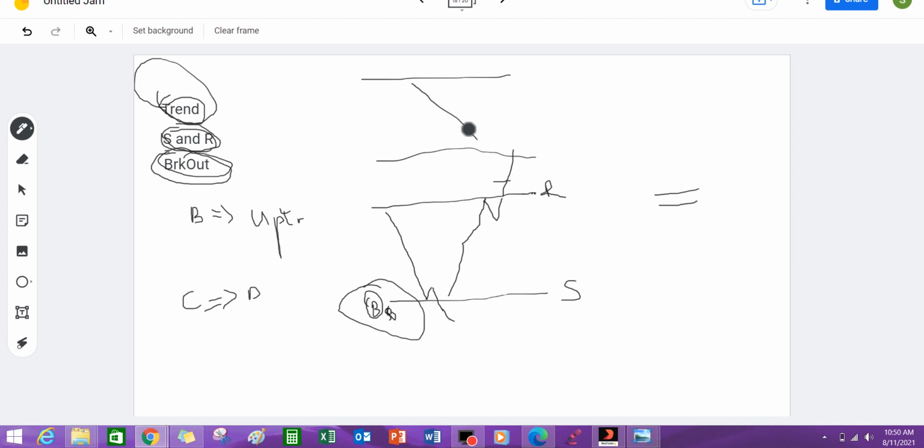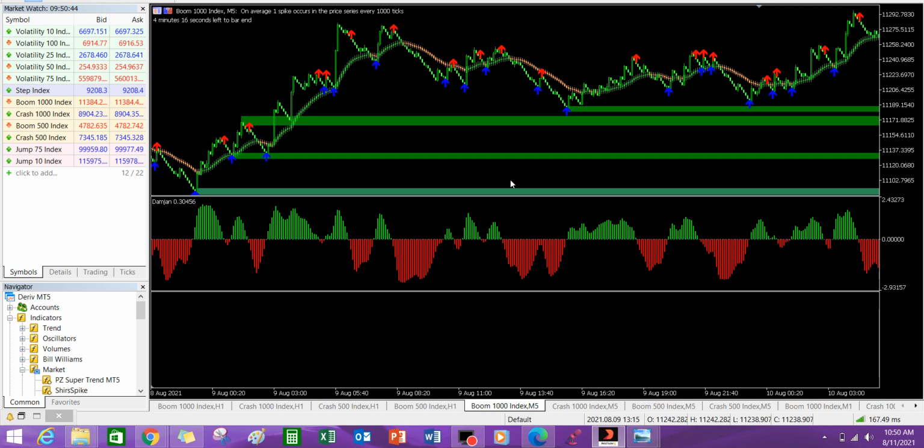So I'm going to explain that again. For boom, spikes happen in most cases whenever the market is in uptrend, okay. But for crash, it happens whenever the market is on downtrend. It happens almost all the time like that, and we can go to the charts to check this out, okay. So let's go straight to the charts right away.